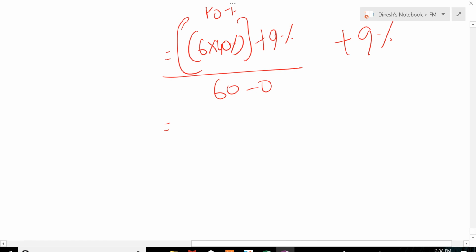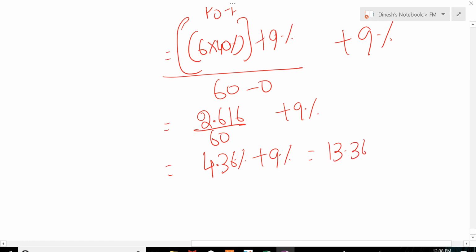How much is this? Now this is 2.616 by 60 plus 9%. This is 4 point. Any doubts?